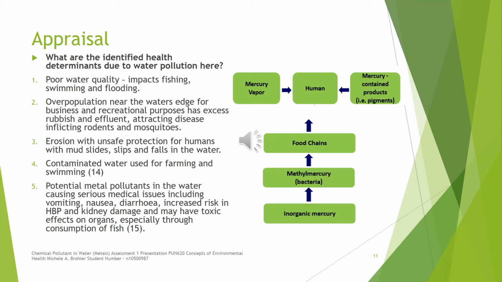Potential metal pollutants in the water cause serious medical issues including vomiting, nausea and diarrhea, increased risk of high blood pressure and kidney damage, and may have a toxic effect on organs, especially through the consumption of fish.